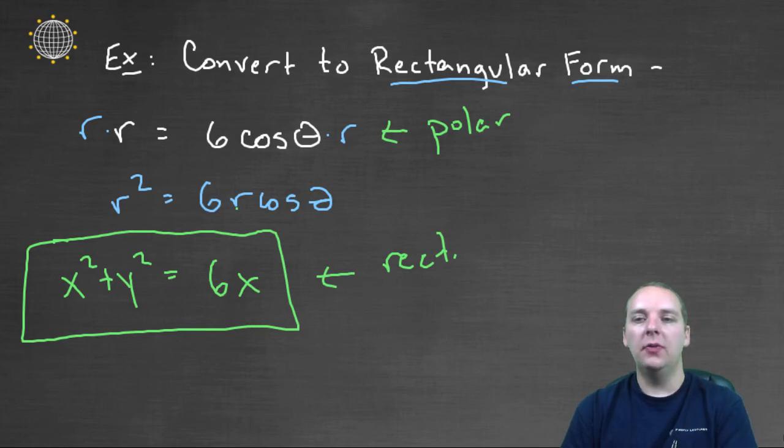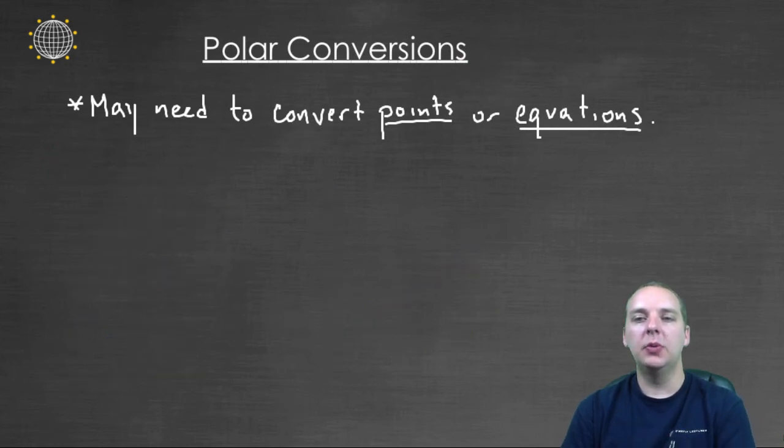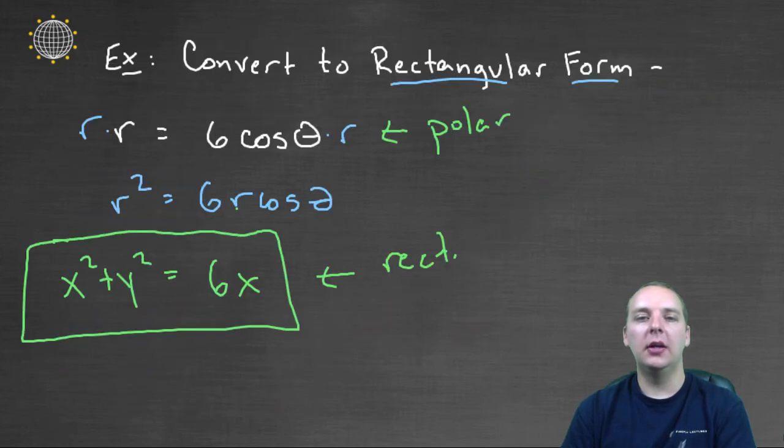All right, so hopefully that helps you understand conversions just a little bit better. And like I said, this is typically what happens. Sometimes we convert a point to a point. Sometimes we convert an equation to an equation. So anyways, hopefully that helps you understand conversions between polar and rectangular coordinates just a little bit better.